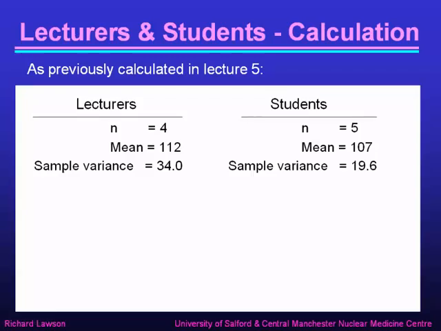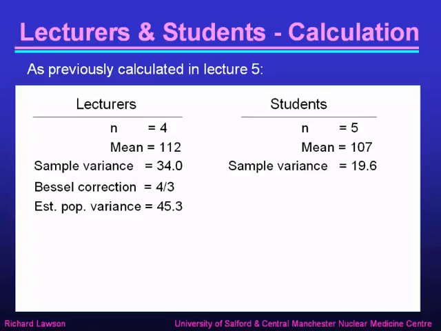So we previously calculated in lecture 5 that for the lecturers n was 4 and the mean of their IQs was 112, and we calculated a sample variance of 34.0. While for the students we had n equals 5 with a mean IQ of 107 and a sample variance of 19.6. Now we don't want the sample variance, we want an estimate of the population variance.